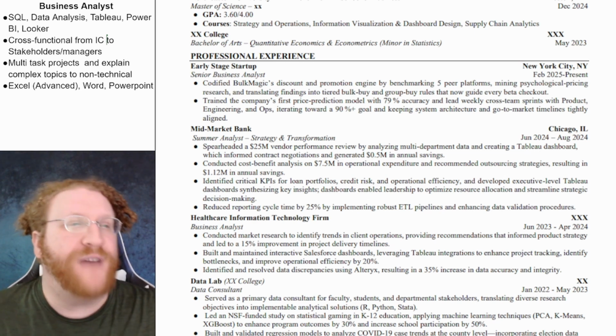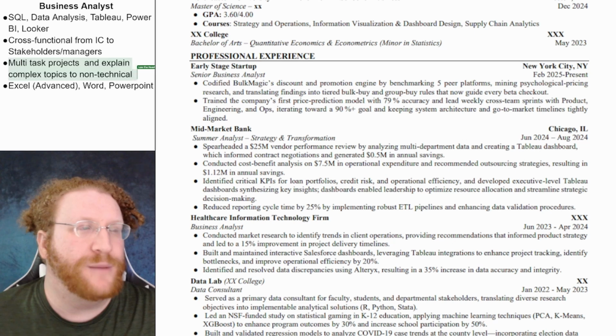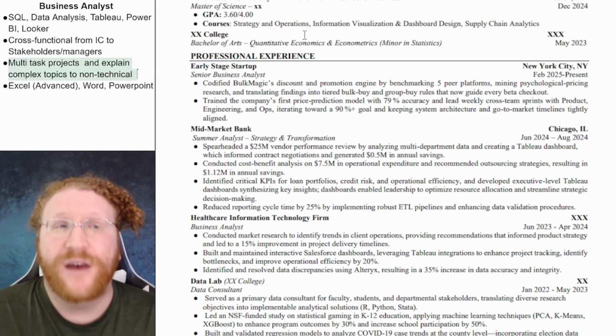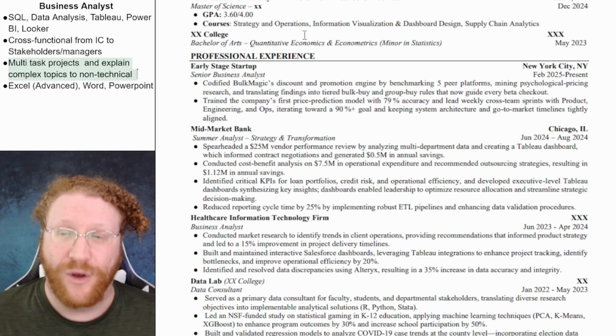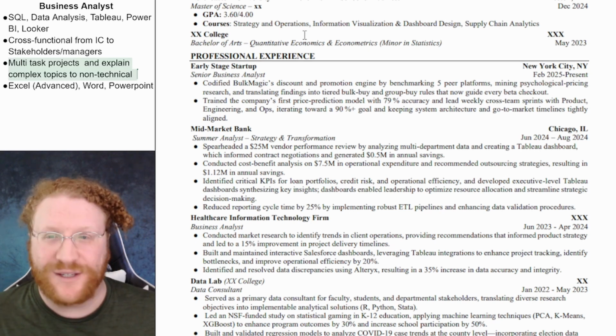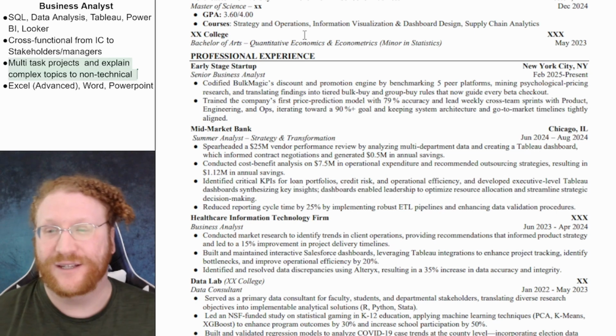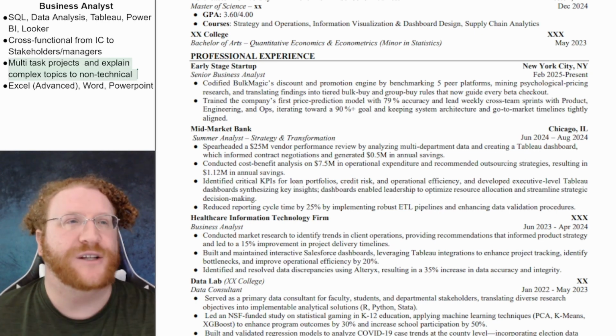You in fact have shown me that you have failed at one of the most important keywords with this resume, which is explaining tasks and projects that are complex to non-technical people. One of the biggest tests for a business analyst is, is their resume easy to understand? And this is not. So I'm not trying to pick on you.